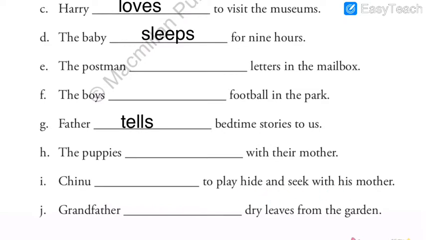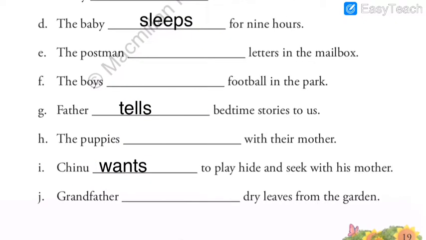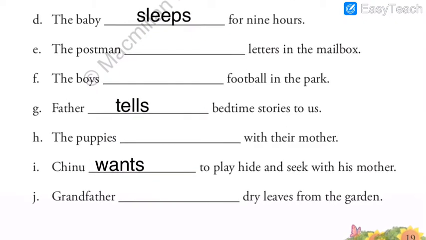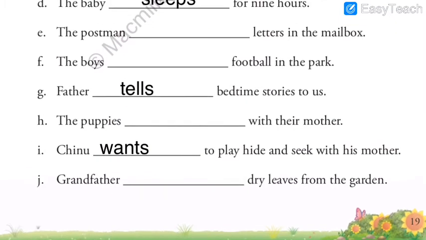Now what does Chinu do? Chinu wants to play hide and seek with his mother. To want something is also a verb, right? So I have just written wants to play. As Chinu is a name, instead of want, we need to add S. Chinu wants. Okay. How about the next blank?